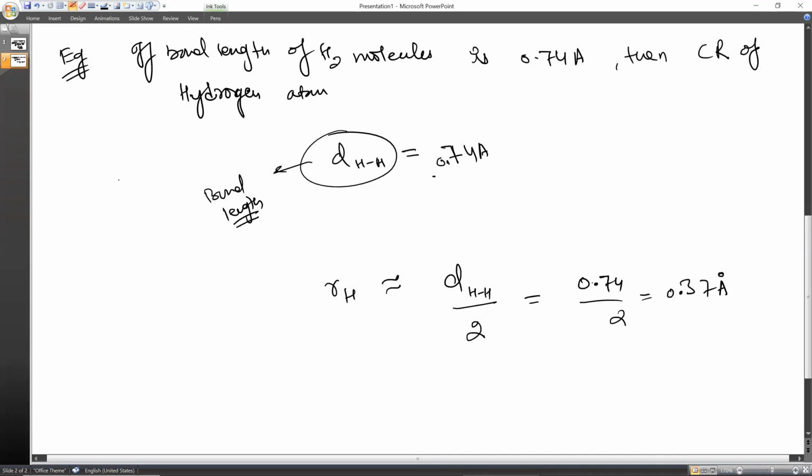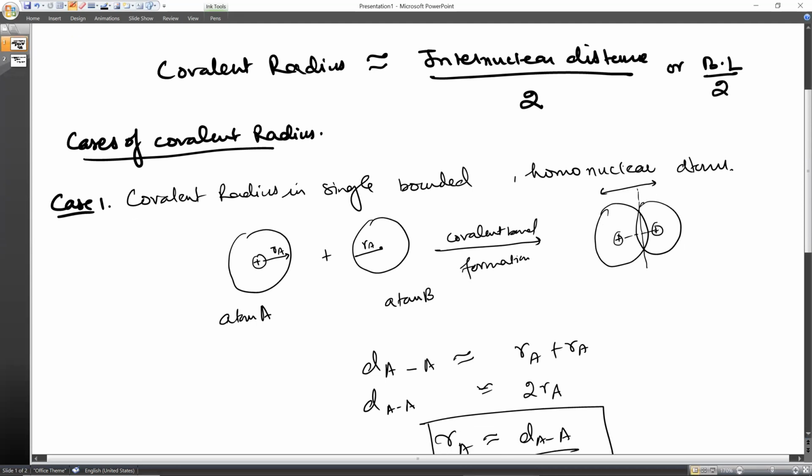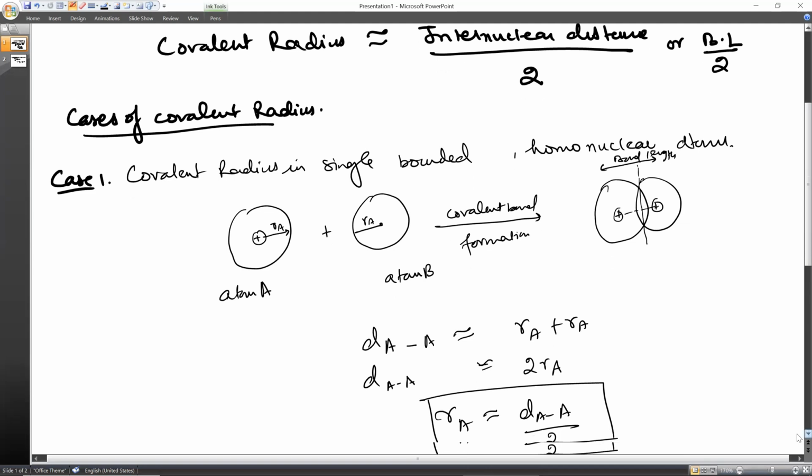So what does it represent? The covalent radius of a single bonded homoatomic molecule, the radius of A, is equal to the bond length divided by 2. Got it? Yes.